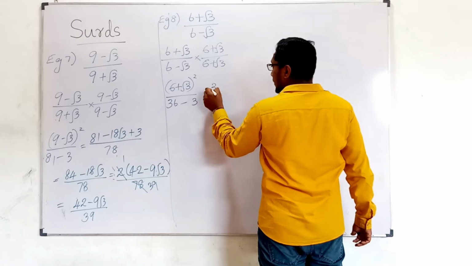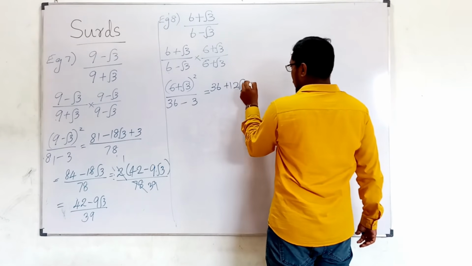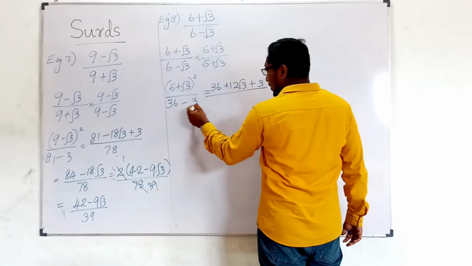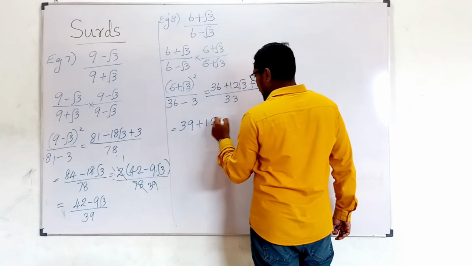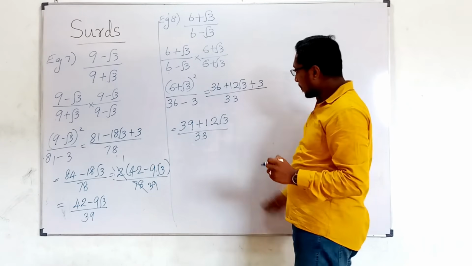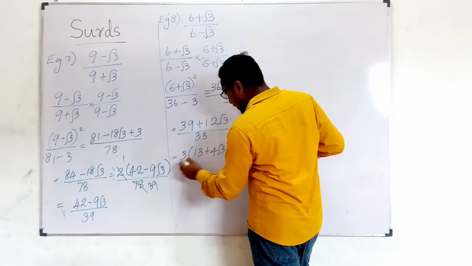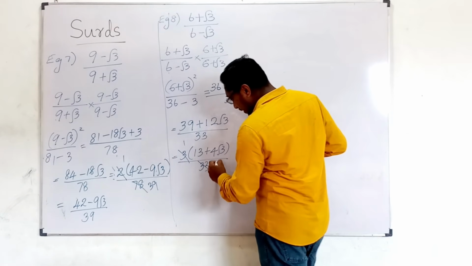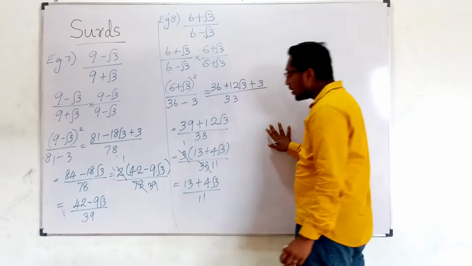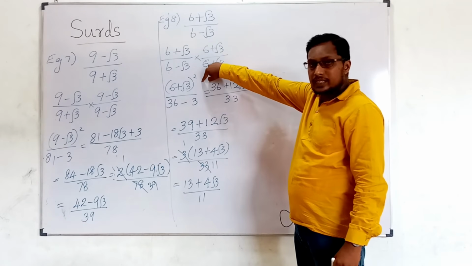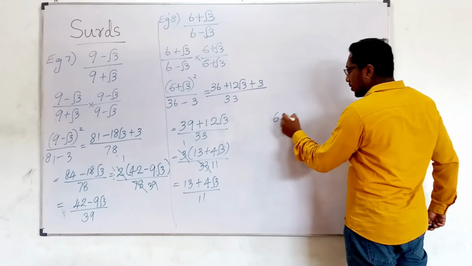The numerator: 6 squared is 36, 2 times 6 times root 3, 2 times 6 is 12, 12 root 3, plus square root 3 squared, which is 3. 36 minus 3 is 33. 36 plus 3 is 39. Here we can see 3 is common, so I will take 3 out. Then it is 13 plus 4 root 3, and now we can cancel off by 3. So the final answer will be 13 plus 4 root 3 divided by 11.